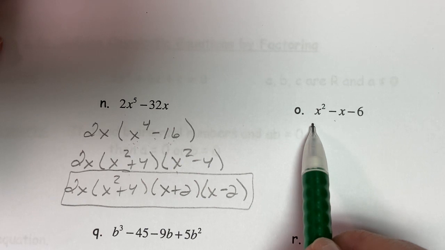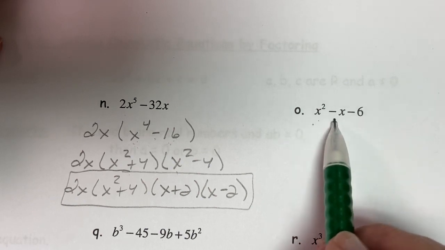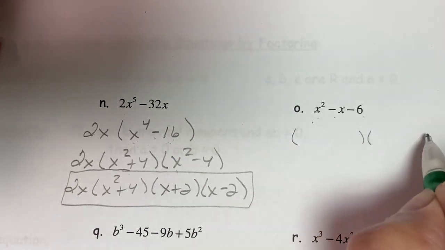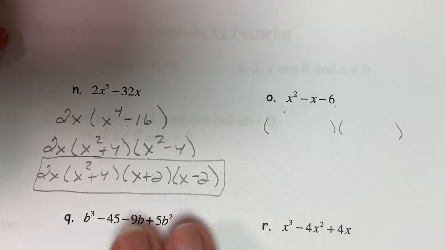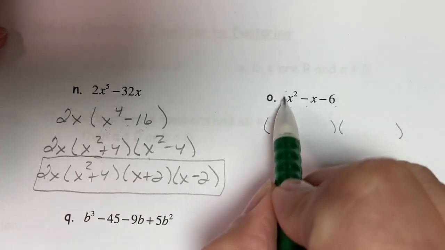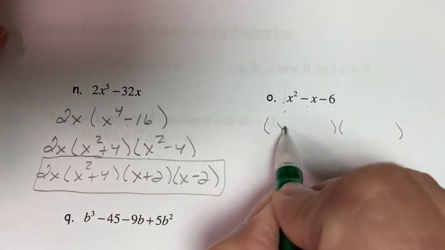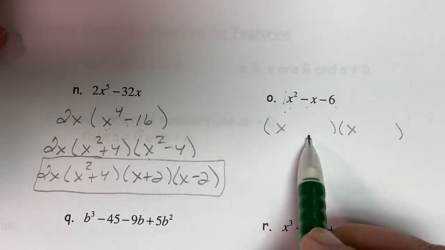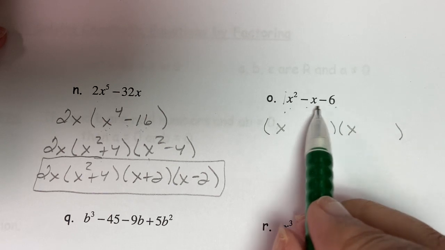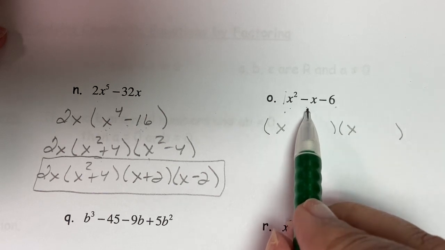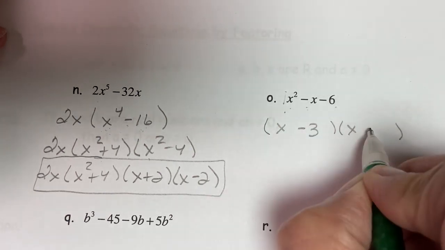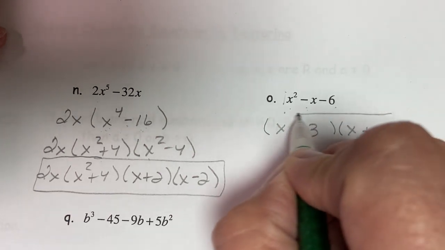Is there a GCF? No, there's not. There are 3 terms. Immediately, we're going to backwards FOIL. This one's going to be a little bit easier because there's a 1 there, so it's going to be x and x. And then what multiplies together to get -6, but adds together to get -1. Think about it. Well, that's going to be -3 and +2.